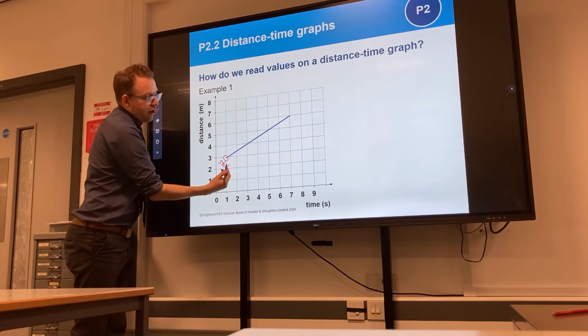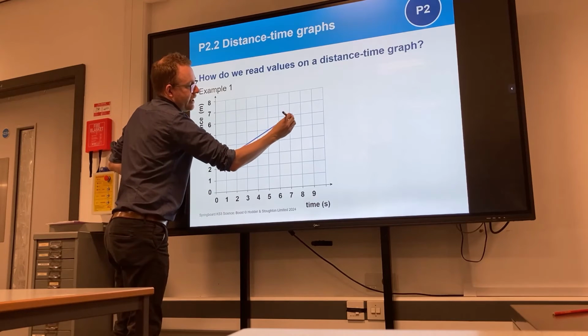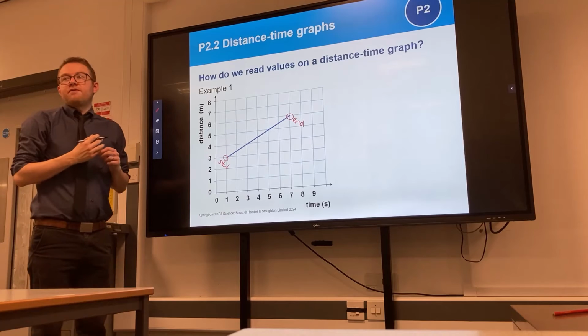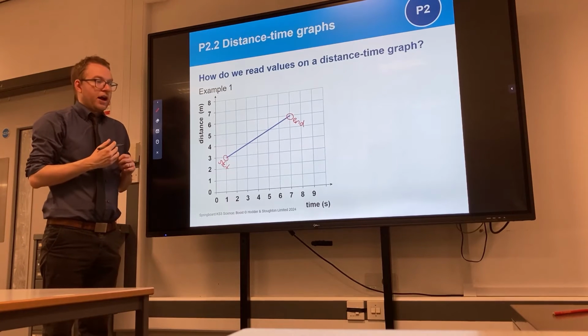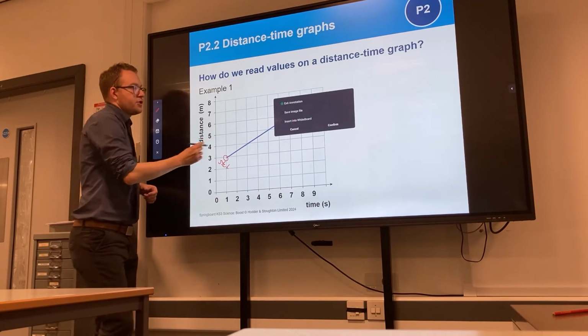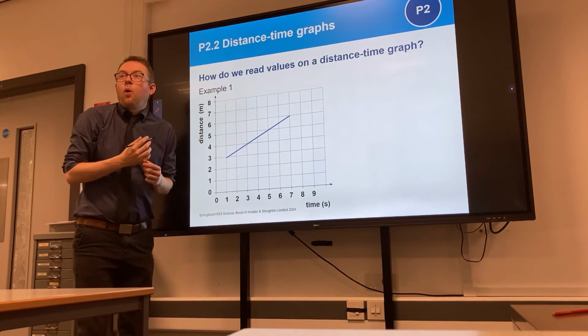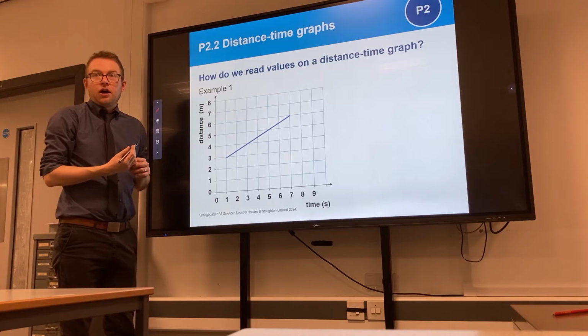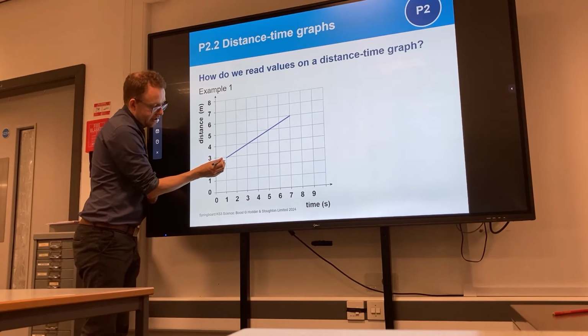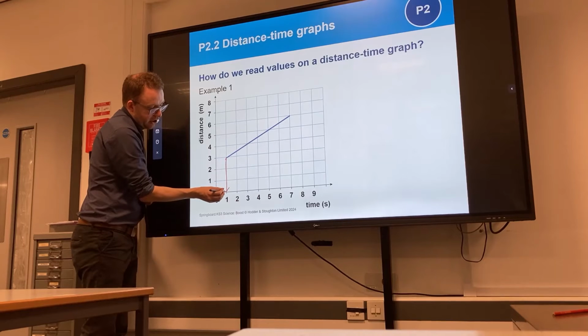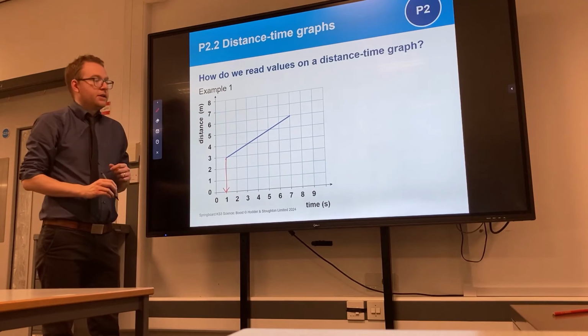And this journey then progresses over time to this point here, which is our end point. Now we can use the values on a distance time graph to tell us something about this journey. So to begin with, we can simply look and say, what time did the journey start? To do that, I look at this start point and I will read down to the x-axis and find that the journey started at 1 second.